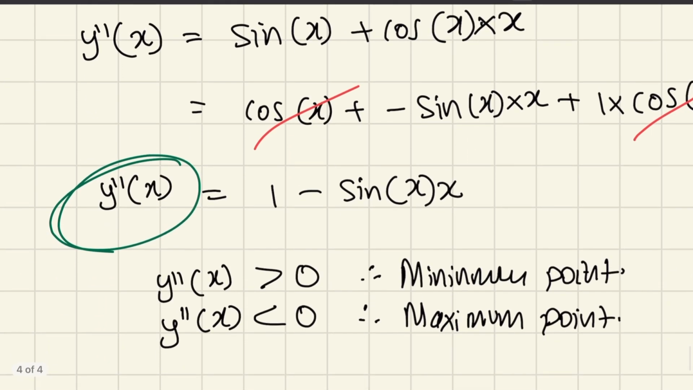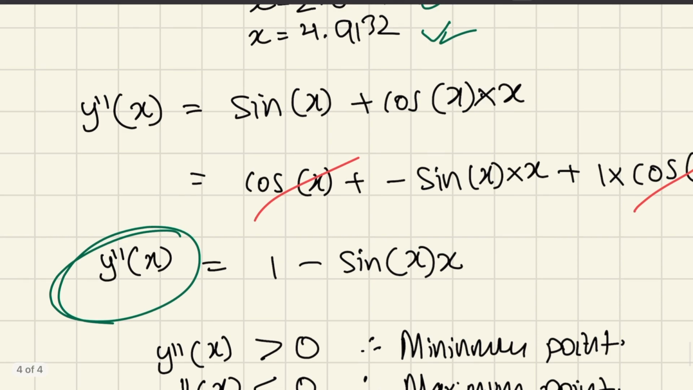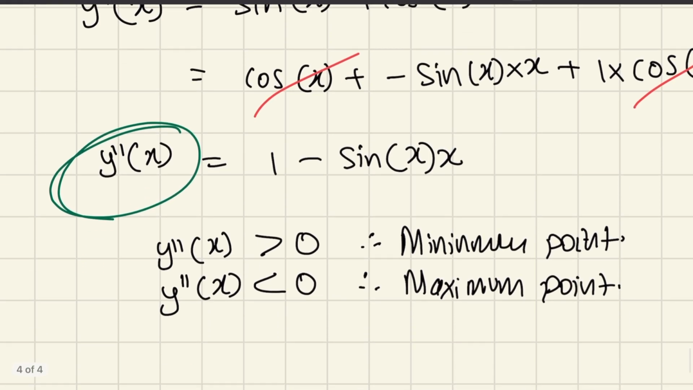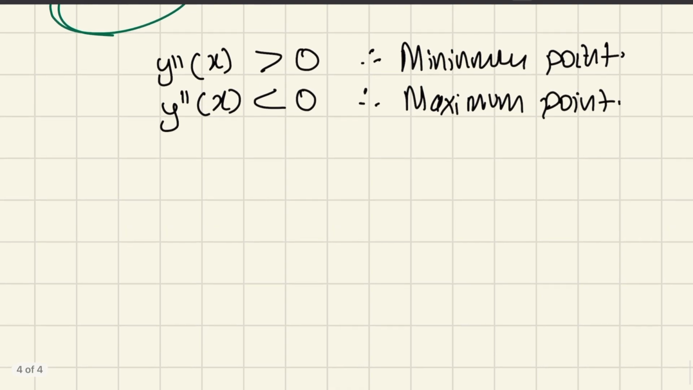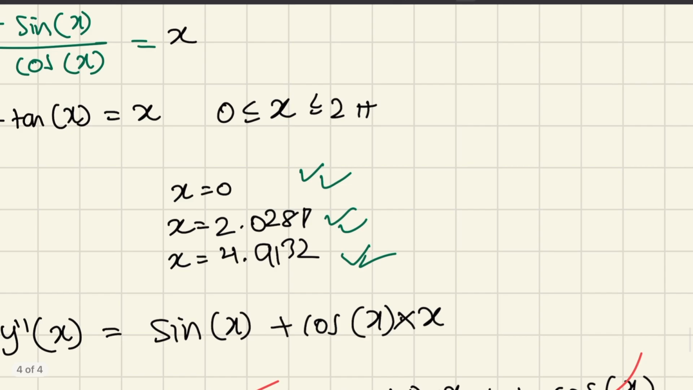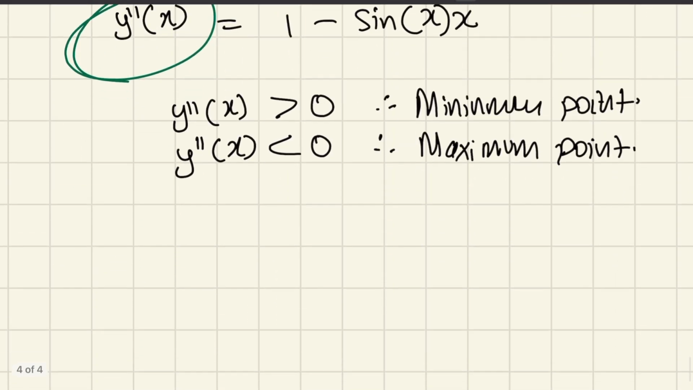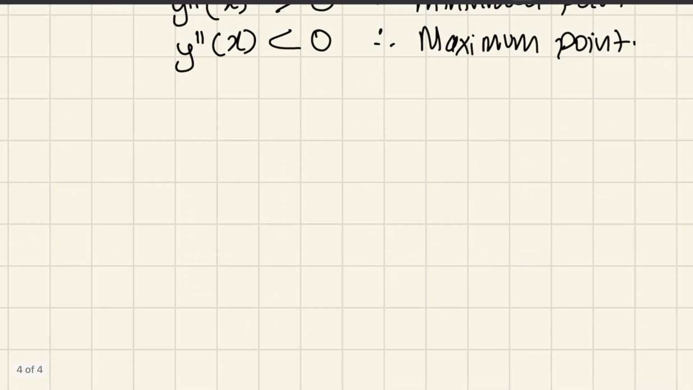To save time, I've subbed them in, and 0 and 4.9 turned out to be minimum points because the second derivative was greater than 0, and 2.0288 was a maximum point because it was less than 0. Next, once we have these, we want to sub these same x values back into the original function, which is this. This will give us the y part of the coordinate.